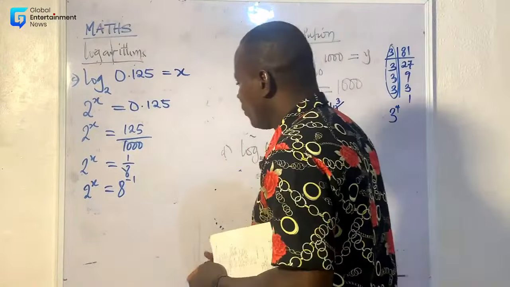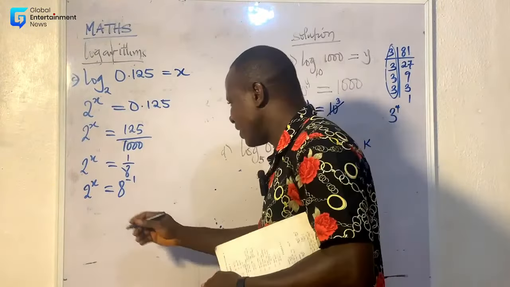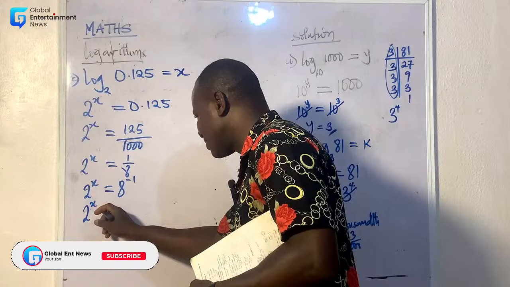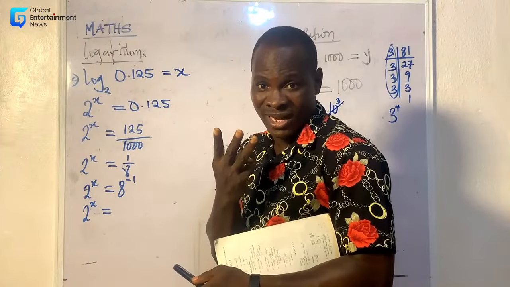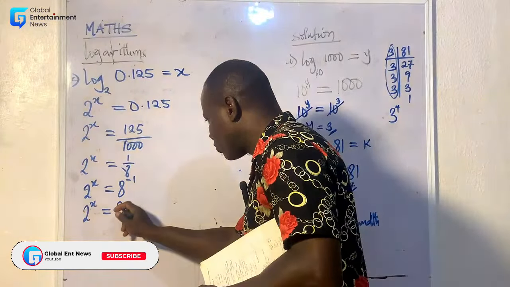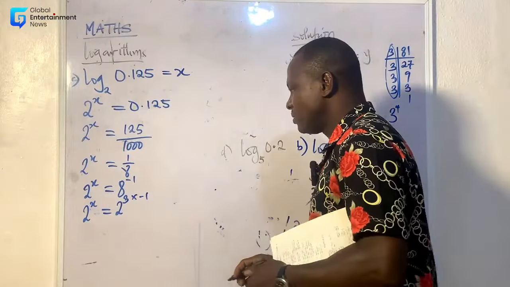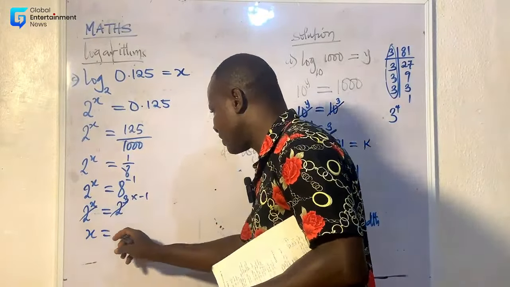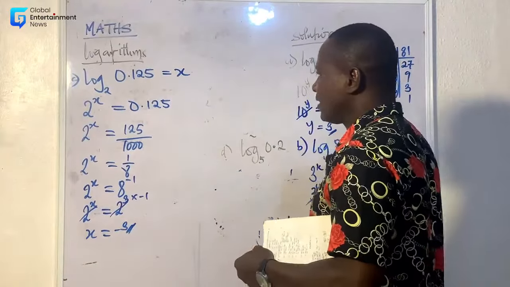So what do we have now? We have to break this 8 down into the power of 2. Break it into the power of 2. 2 times 2, 4. 4 times 2, 8. That is 2, 3 times. Correct. That is 2 raised to power 3. Remember we have an existing power, that is times minus 1. These bases are the same. So x is equal to 3 times minus 1, which is minus 3. And that is the third one.